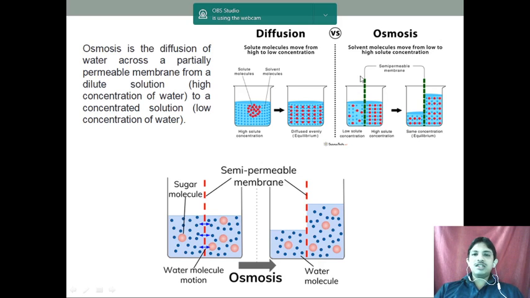Now what happens in osmosis? Osmosis is the diffusion of water across a partially permeable membrane from a dilute solution, meaning high concentration of water, to a concentrated solution, meaning low concentration of water. What does it mean? Look at this photograph: this is, for example, a sugar molecule, and here is the water molecule. They are separated by a semipermeable membrane. Here the number of solutes is more, here it is less, but the water content, or the solvent, is the same. Here it is more concentrated, here it is less concentrated. Now what will happen?